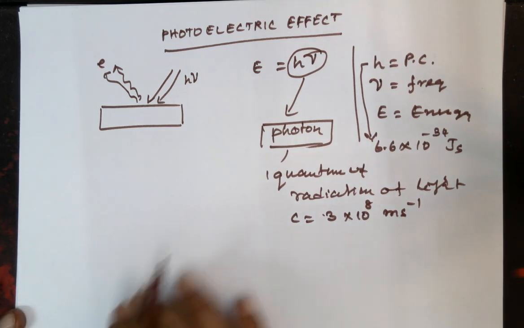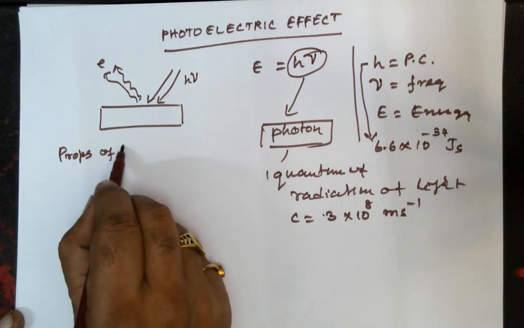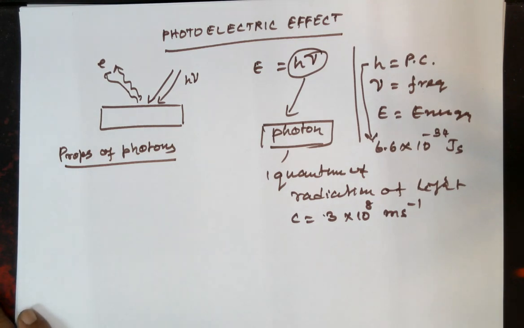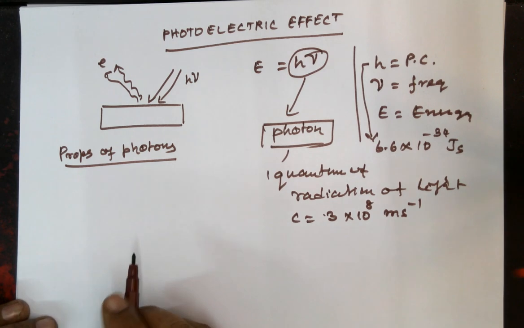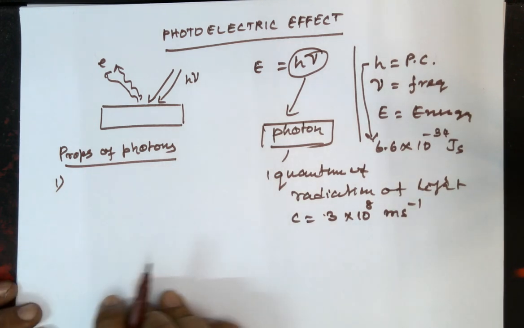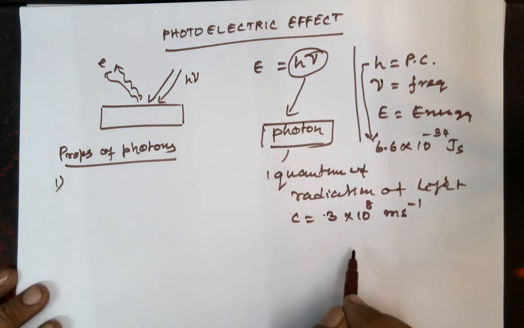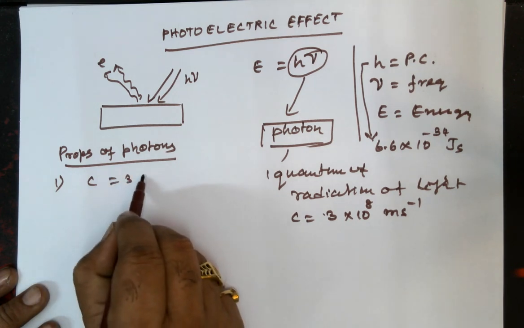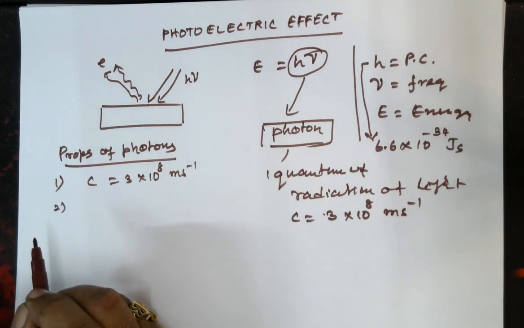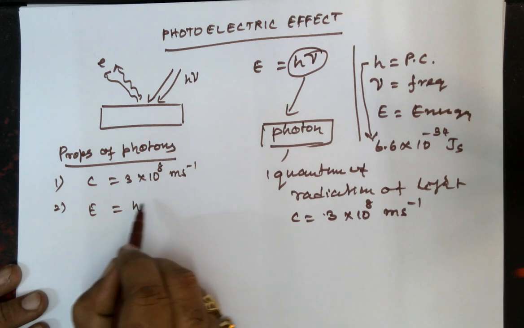Now let us discuss the properties of these photons. All photons emitted by any source of light travel through free space with the speed of light, that is c is equal to 3 into 10 power 8 meter per second, and each photon has a definite energy that is given by h nu.